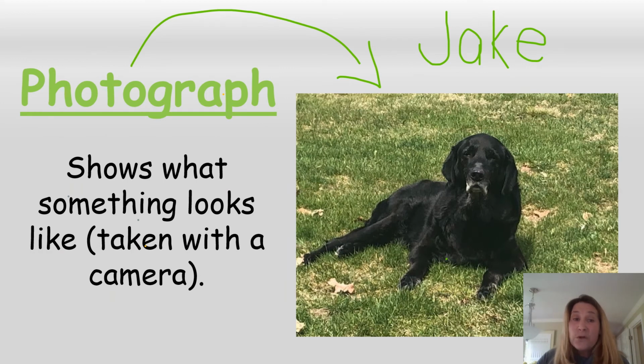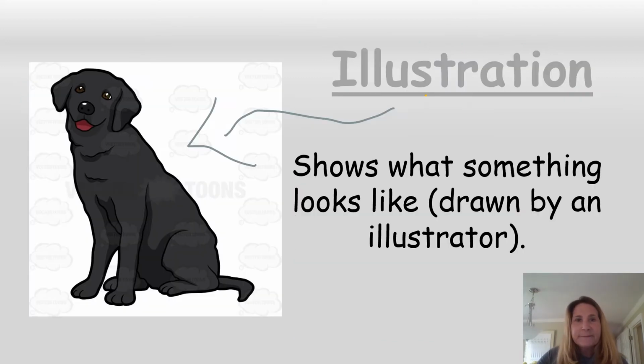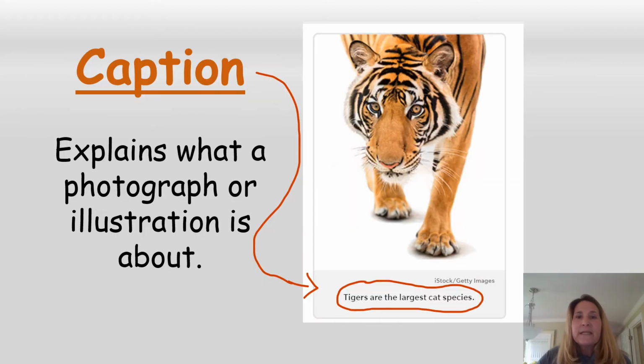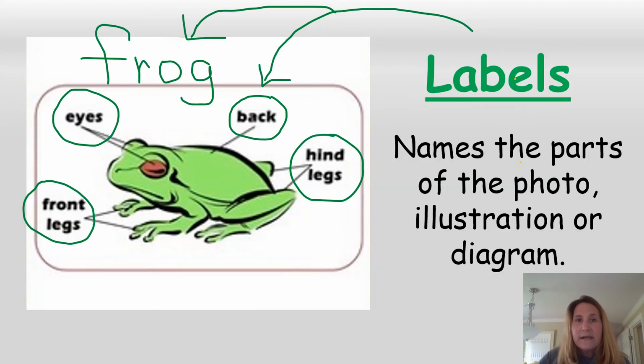There are photographs. Photographs show what something looks like. They're taken with a camera, and this is my dog, Jake. Isn't he cute? Illustration shows what something looks like, but it's drawn by an illustrator, and no, I did not draw that. The caption explains what a photograph or illustration is about.